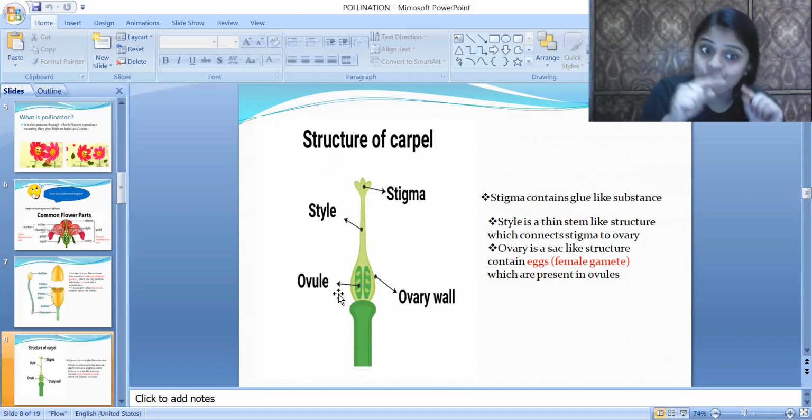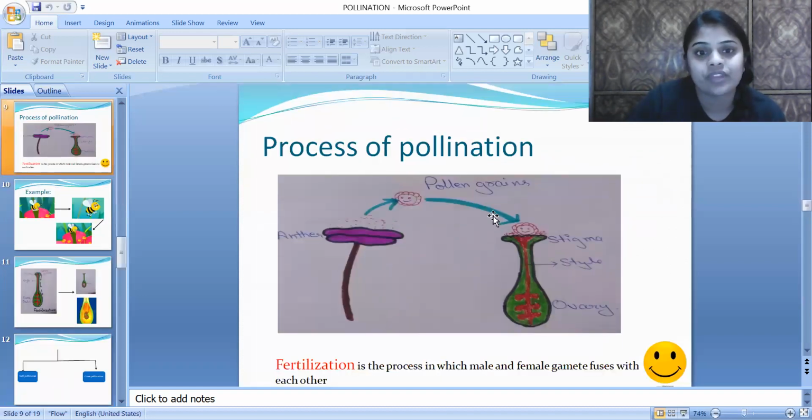And in the ovules, eggs are present. Again, what are eggs? Eggs are considered the female gametes. Okay. So I hope this is clear to all of you. Now we have learned the reproductive parts of the plant.